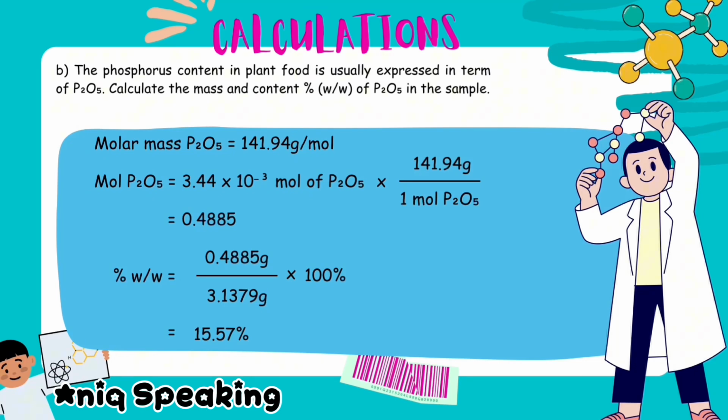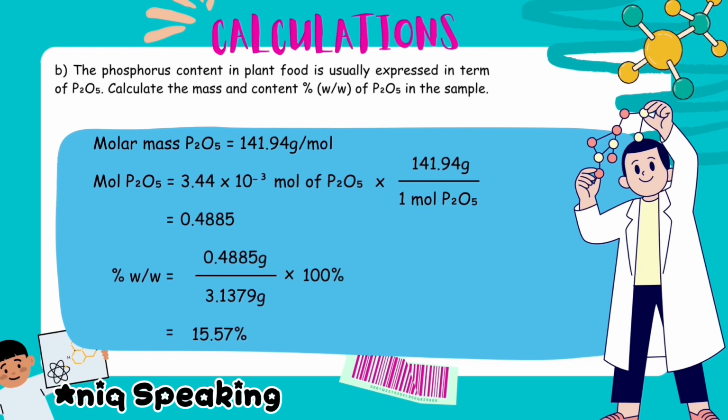Calculate the mass and content percent weight of phosphorus pentoxide in the sample. Molar mass of phosphorus pentoxide is 141.94 gram per mole. Mole of phosphorus pentoxide is 3.33 times 10 to the power of negative 3 mole of phosphorus pentoxide times 141.94 gram divided by 1 mole of phosphorus pentoxide. So the answer is 0.4885. Percent weight over weight is 0.4885 gram divided by 3.1379 gram times 100. So the answer is 15.57%.